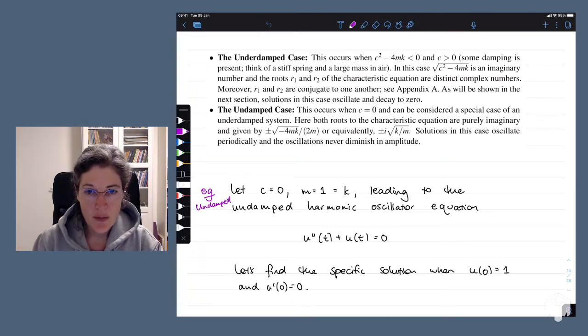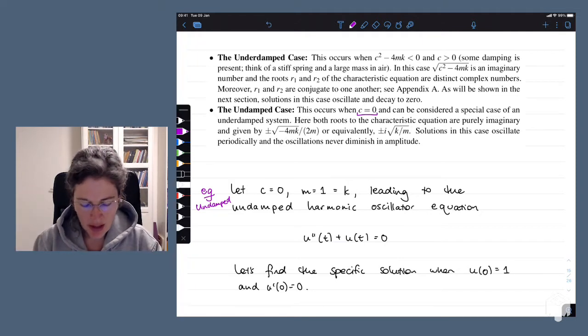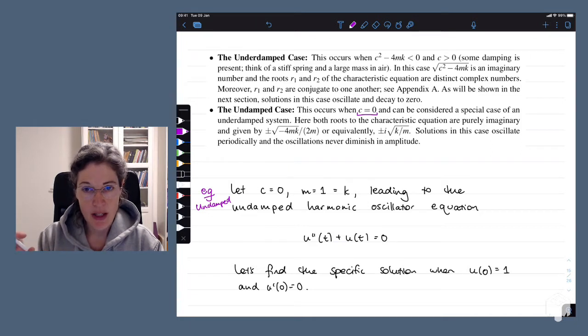So let's start off by having a look at an undamped example. So this is a situation where we don't have any damping, so our C is equal to 0. And that's going to be slightly easier, and then we're going to come back to the underdamped case in a moment. And let's just look at a specific example. So we're going to take C equal to 0 and just be super simple and let our mass and our spring constant be equal to 1.